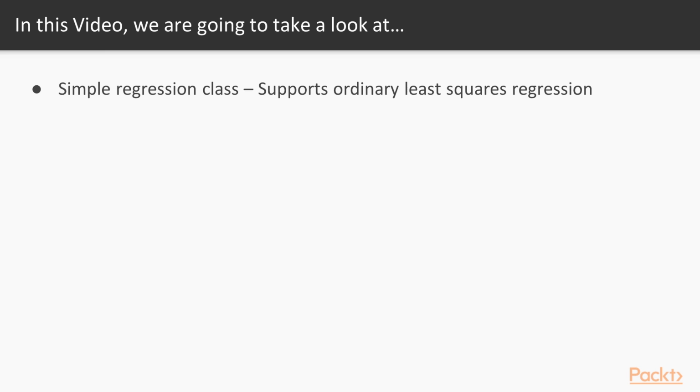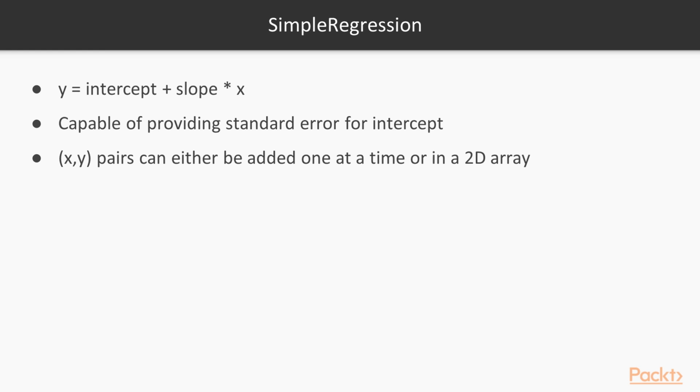In this video, we're going to take a look at the simple regression class that supports ordinary least squares regression with one independent variable. Y equals intercept plus slope times x, where intercept is an optional parameter. The class is also capable of providing standard error for intercept.